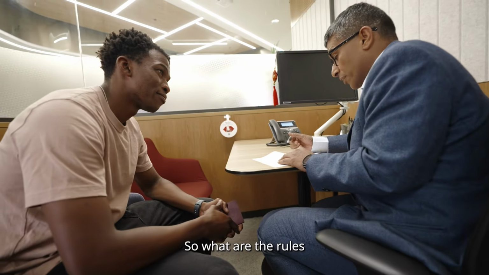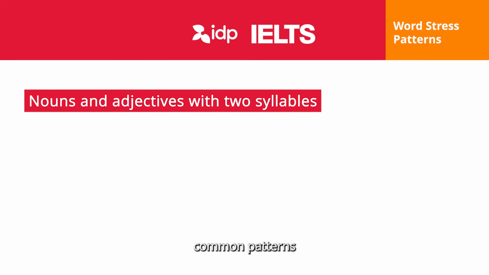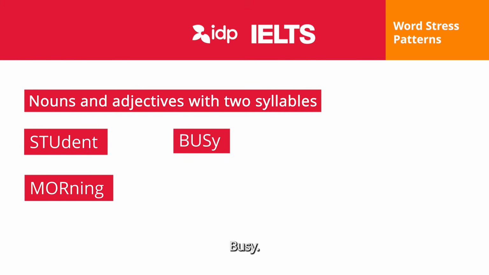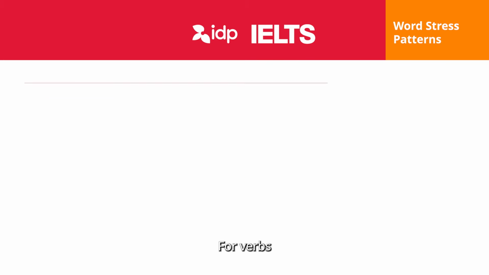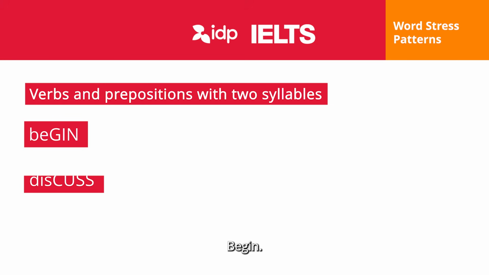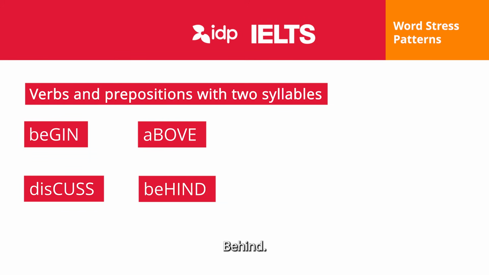So, what are the rules for word stress in English? While there are always exceptions, there are some common patterns you can use as a guide. For nouns and adjectives with 2 syllables, stress the first syllable. For instance, student, morning, busy, clever. For verbs and prepositions with 2 syllables, stress the second syllable. Here are some examples. Begin, discuss, above, behind.